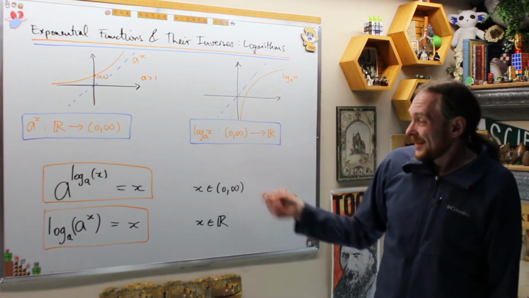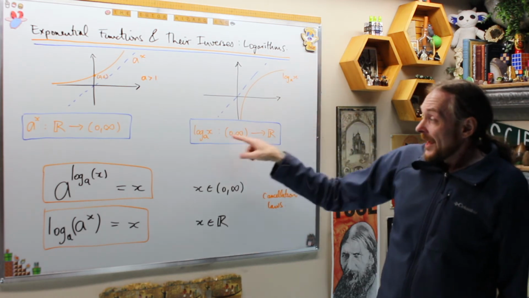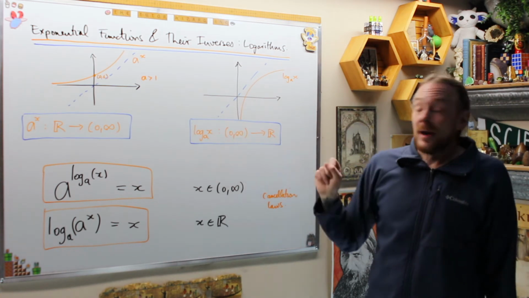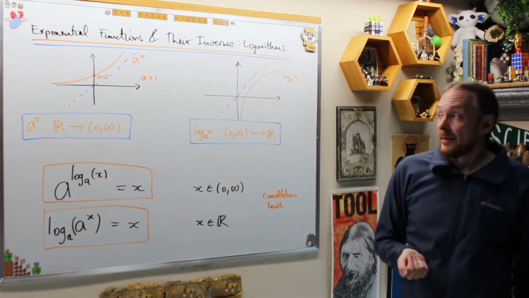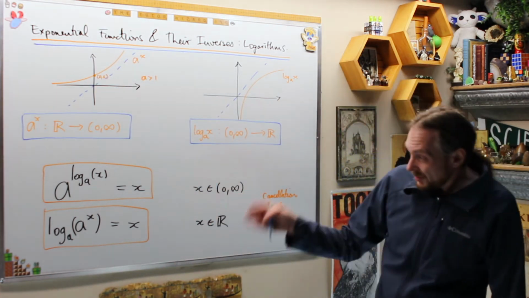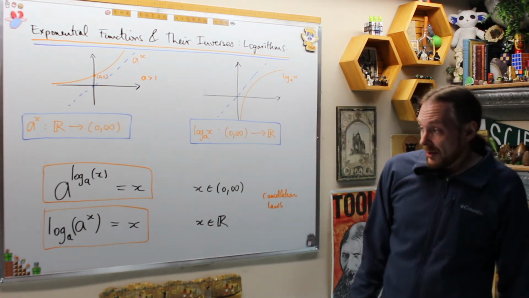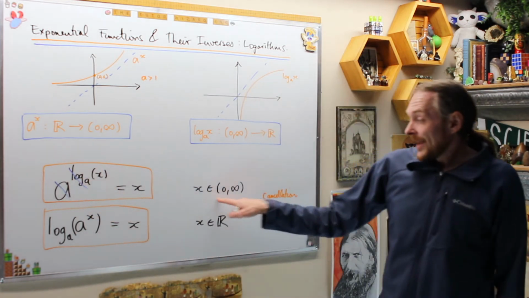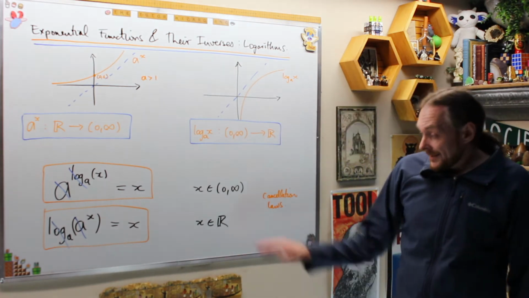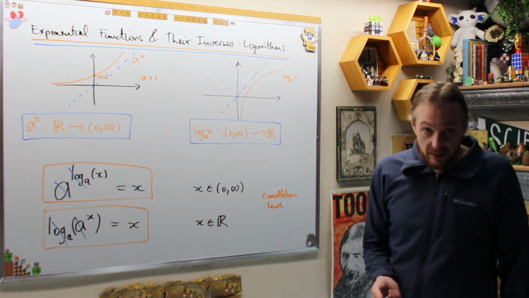Also notice that the limit as x approaches infinity of log a x is infinity, and the limit as x approaches 0 from above of log a x is negative infinity. We have similar limits for these guys, which you should meditate on. Also, it should be pointed out that these are the cancellation laws for exponential functions and their logarithms. You can cancel these two if x is a positive number, and you can cancel log a x and a to the x if x is any real number. These are the cancellation laws for the exponential and logarithmic functions.